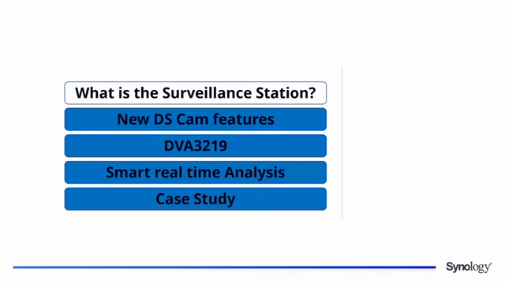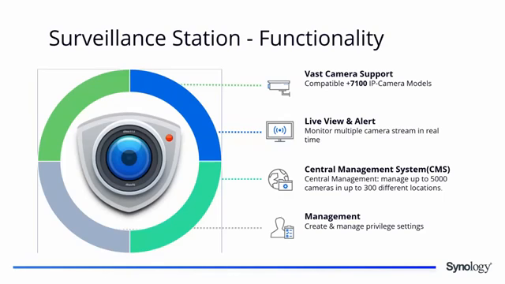In the third part, I'm going to introduce you to the new surveillance dedicated NAS, namely the DVA3219, where I'm going to point out its key features and its highlights. In the fourth part of today's training video, I'm going to show you the new smart real-time analytics features available on the DVA3219, and I'll talk about them in more details. And to wrap it up, I'm going to show you a real-life case study with a video surveillance deployment that uses the DVA3219.